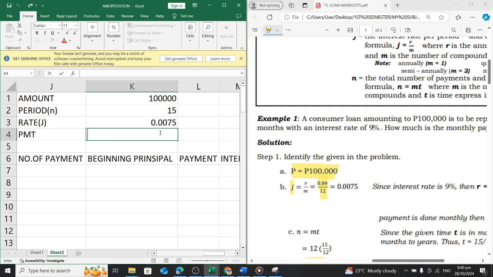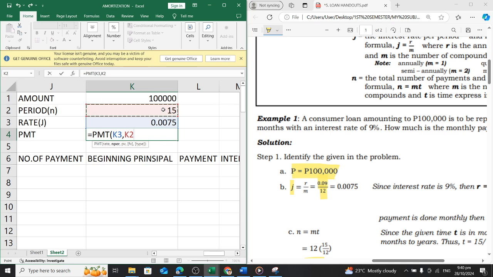Listen, take note. First, press equals and then write PMT, that is payment, and then parentheses. First, you have to click the rate. Where's the rate? The rate is cell K3, that is 0.0075. After that, click comma. And then after clicking comma, you click the period, which is K2. That is 15.